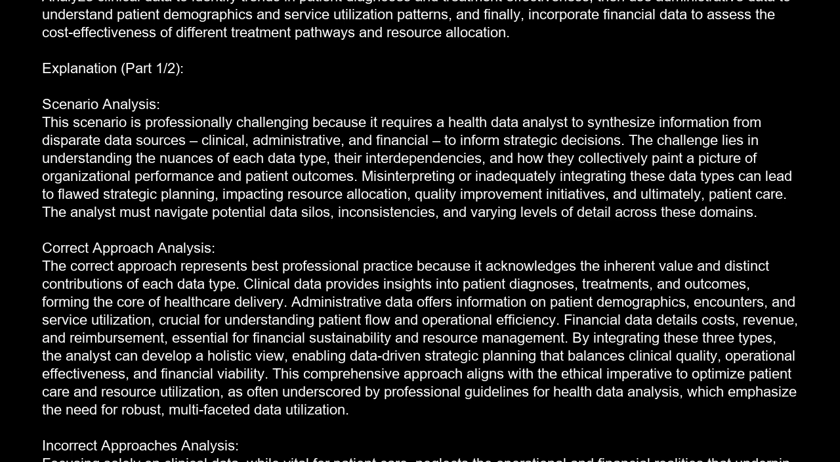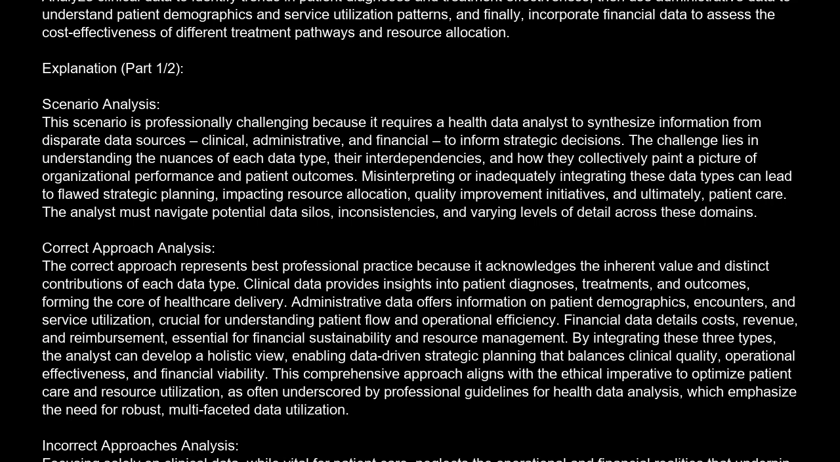Analyze clinical data to identify trends in patient diagnosis and treatment effectiveness, then use administrative data to understand patient demographics and service utilization patterns, and finally, incorporate financial data to assess the cost-effectiveness of different treatment pathways and resource allocation. Explanation. Scenario analysis. This scenario is professionally challenging because it requires a health data analyst to synthesize information from disparate data sources, clinical, administrative, and financial, to inform strategic decisions.